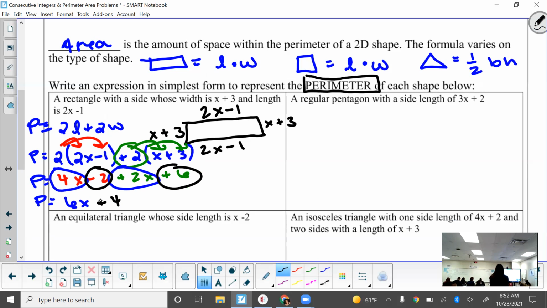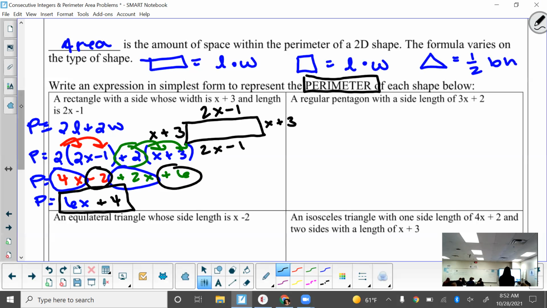Now is it in simplest form? Can I simplify any more than this? No. All right, it doesn't tell us what the perimeter is. It doesn't tell us to solve for x, so we're finished. It just wants an expression to represent. Questions about that?